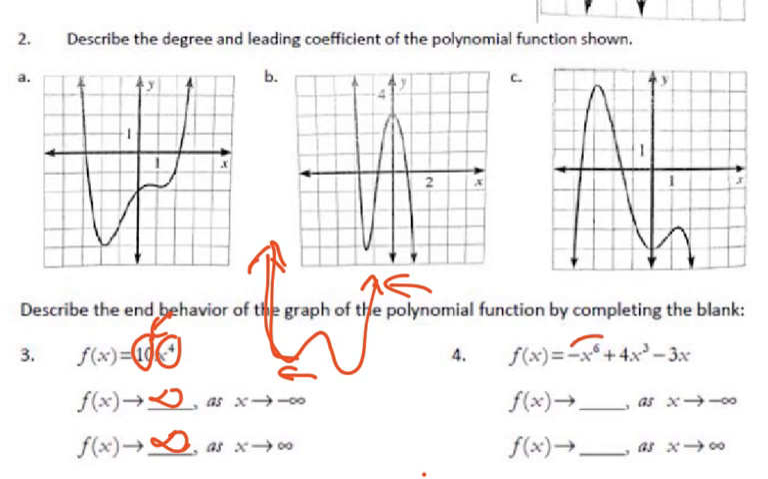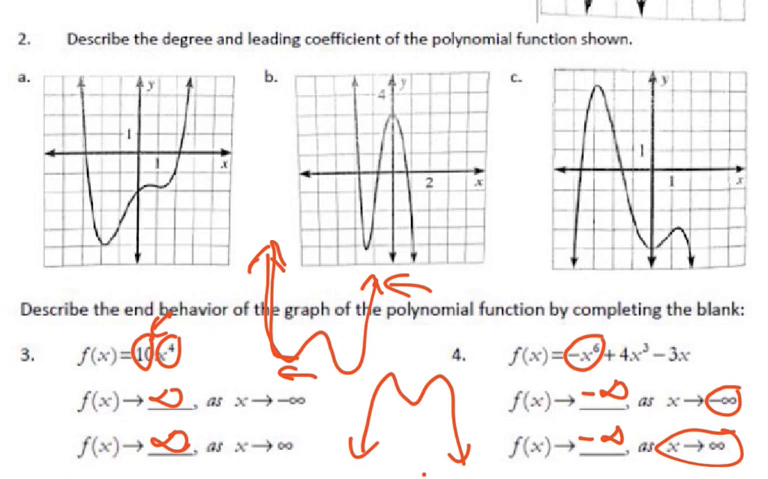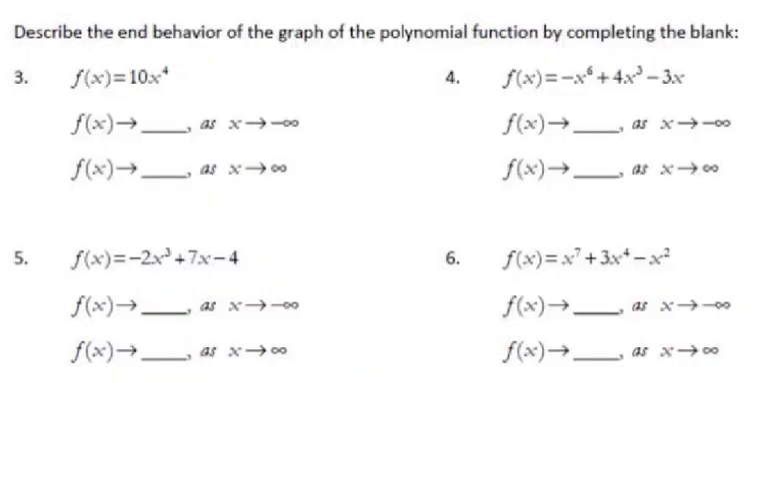Now notice this one has a negative in front of the x6, so this one's going to look something like this. It's going to go down on both ends. So as x goes to the left, we know that y is going to go to negative infinity. And as well on the right, when x goes to positive infinity, it's going to go to negative infinity.